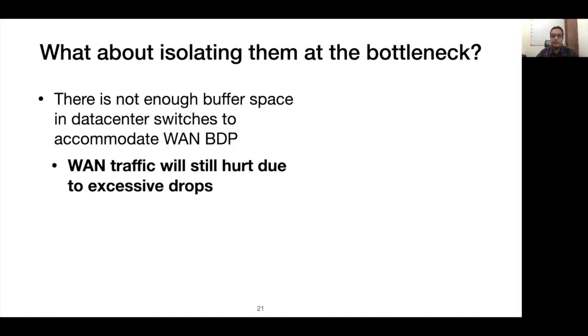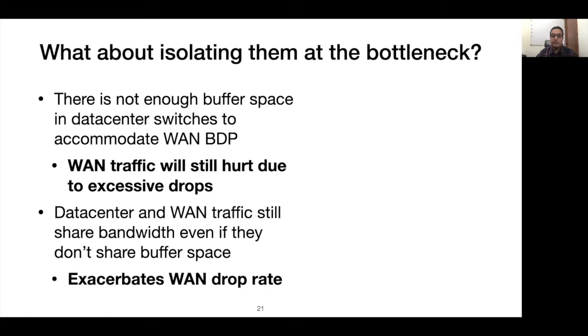First, there simply isn't enough buffer space in a data center switch to absorb a WAN BDP. Recall that we're concerned here with high bandwidth WAN flows capable of utilizing terabits per second of capacity in aggregate. This means that WAN traffic can consume the whole memory of a shallow buffered switch. This means that isolation will lead to excessive drops when the available bandwidth to WAN flows decreases due to competition with data center traffic. This is made worse by the fact that WAN traffic will still share bandwidth with data center traffic. This means that the available bandwidth to WAN traffic can change hundreds of times within a single WAN RTT due to the fast fluctuations in data center bandwidth demand. This exacerbates the issue of packet dropping caused by lack of buffer space.